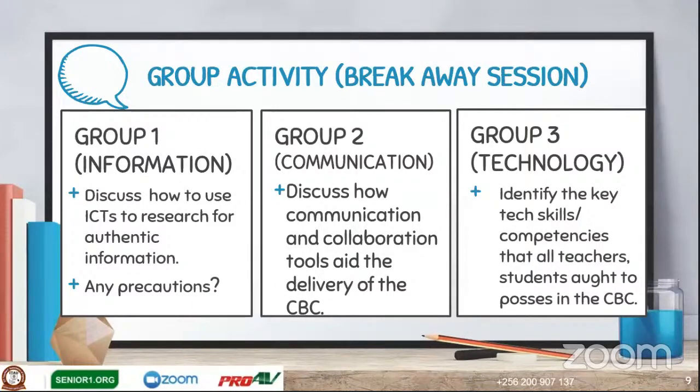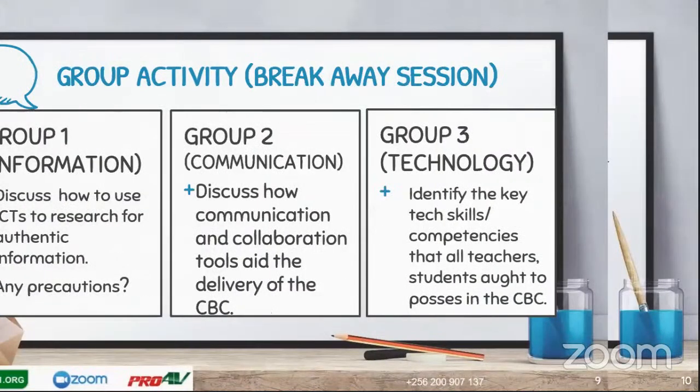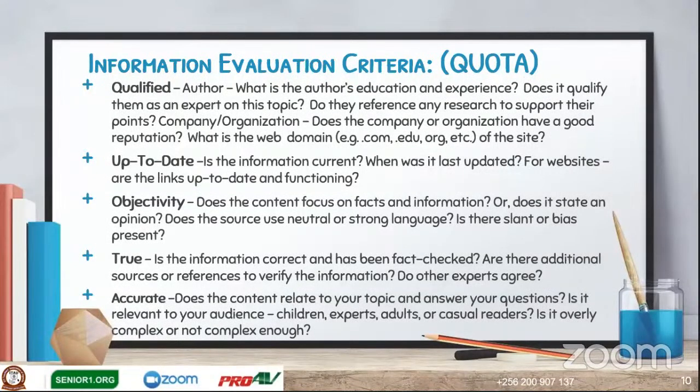Then there's the other question, which was in group 1. Someone asked, how do we authenticate information? There is something known as quota. It is the information evaluation criteria. When you search something on the internet, not everything is right. You have to find out, is it qualified? Was it a blog? Who posted it? So you have to find out who is the author.